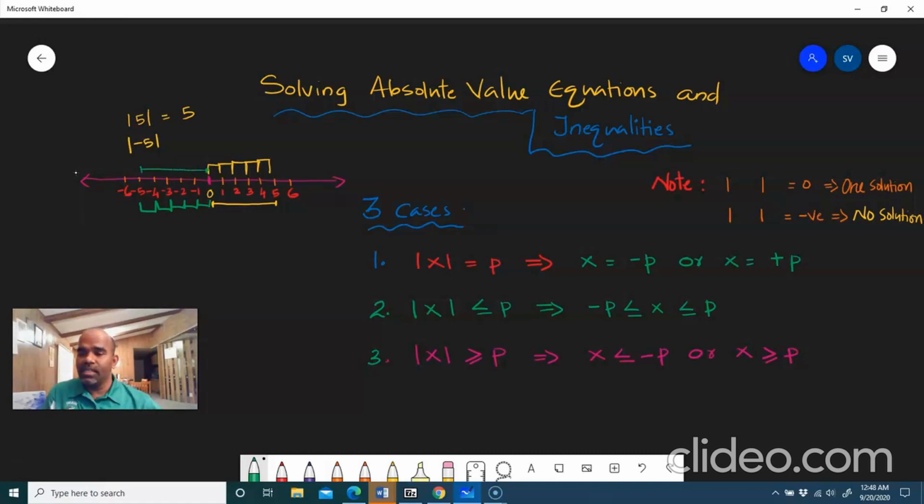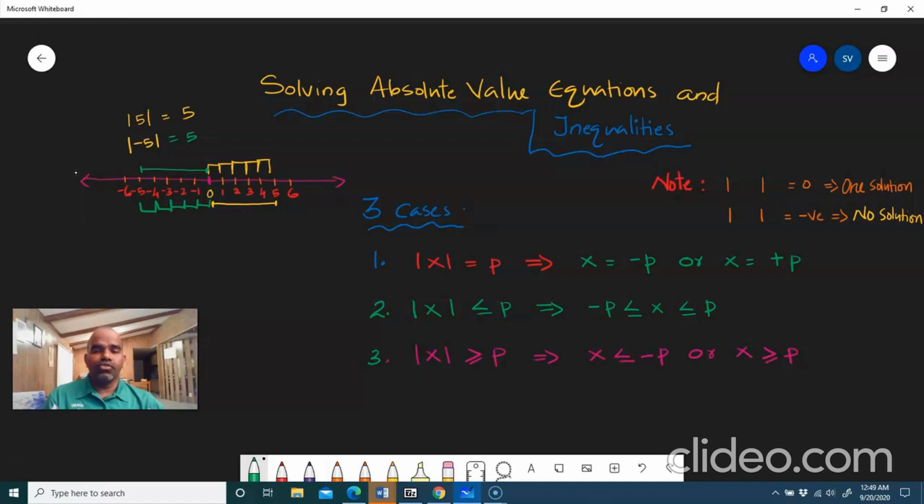So what I said is absolute value is distance. Distance is never negative, so this is also 5. So we can conclude like this: the absolute value of a number or expression will be the distance. Distance will not be a negative number. Distance can be 0, but it will not be a negative number. So the distance from 0 to a particular number or expression is called the absolute value.